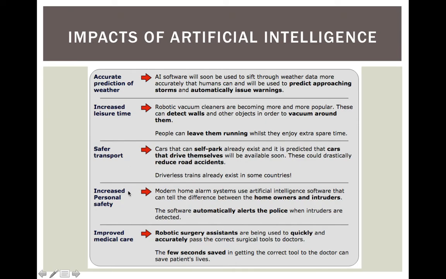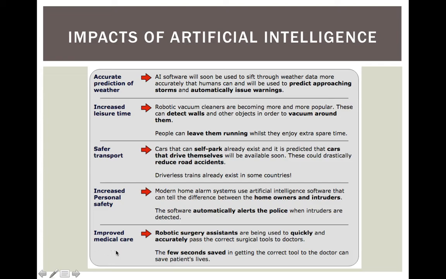Increased personal safety, so alarm systems using artificial intelligence to protect homeowners and against intruders, automatic systems that alert the police and so on and so forth, and improved medical care. We've already got amazing artificial intelligent robotic surgery assistants used to deal with very, very delicate, fine work in complex surgeries.